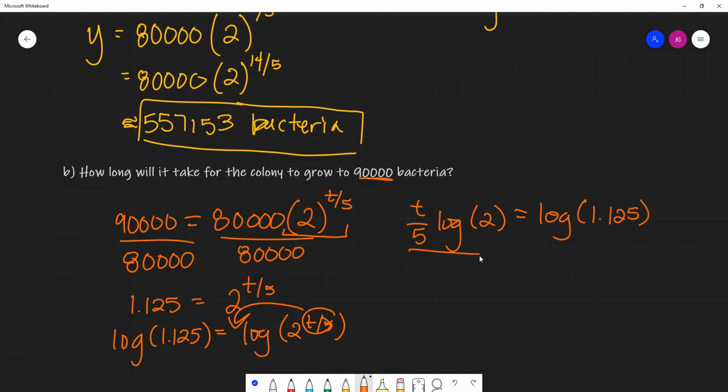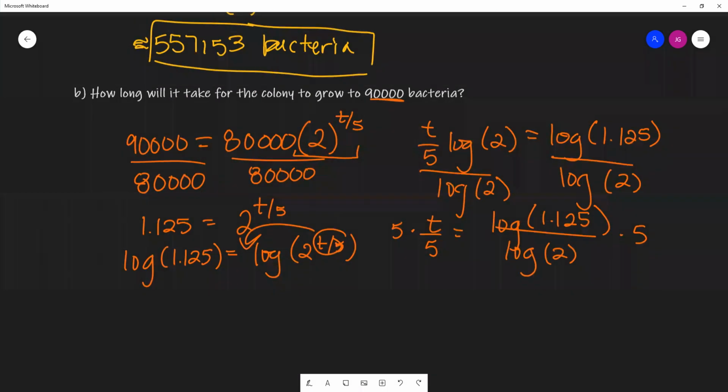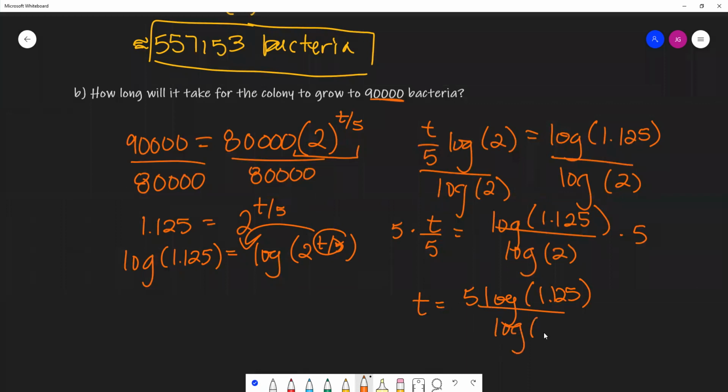Okay, so the first thing I want to do here is divide over the log of 2. That's not that we're used to that, right? We're used to just immediately doing that. Divide over log of 2. So I get t over 5 is equal to log 1.125 over log of 2. And then my last step is to multiply that 5 over to each side, right? And that's 5 over 1, so it's going to be in the numerator. So my overall exact answer is 5 log of 1.125 over log of 2. And then from here, it's just a matter of putting it into our calculator.